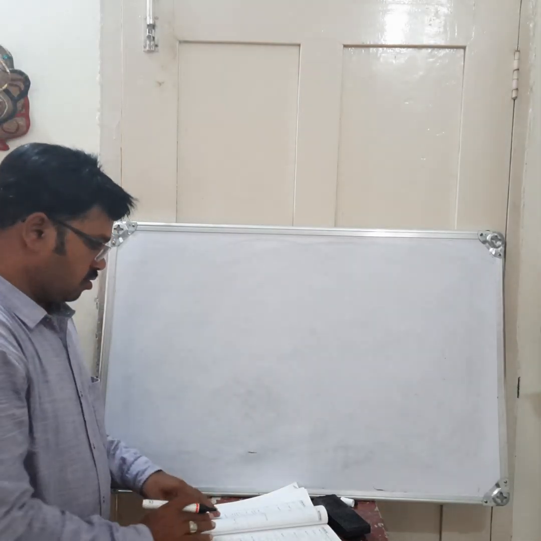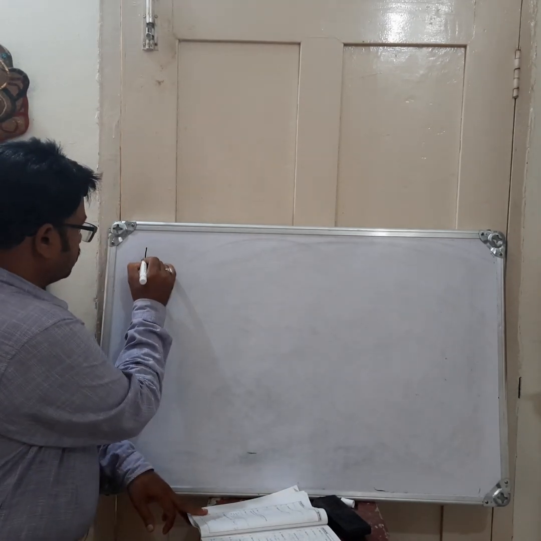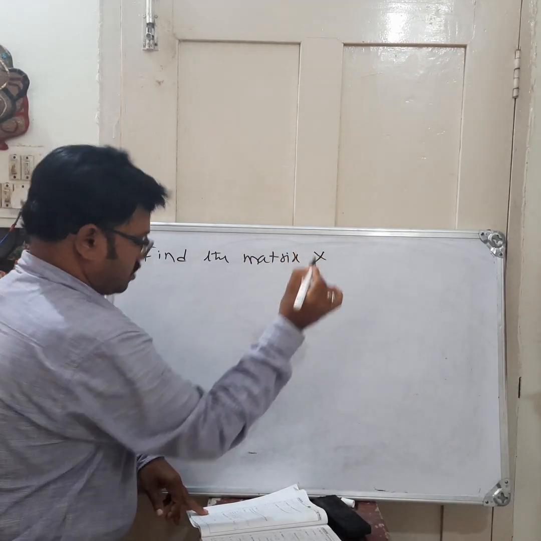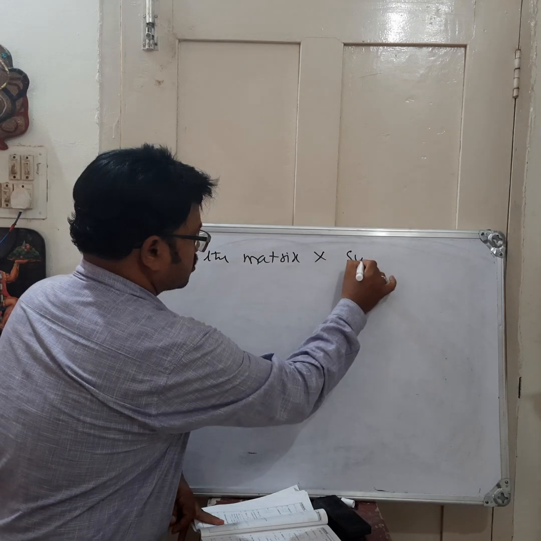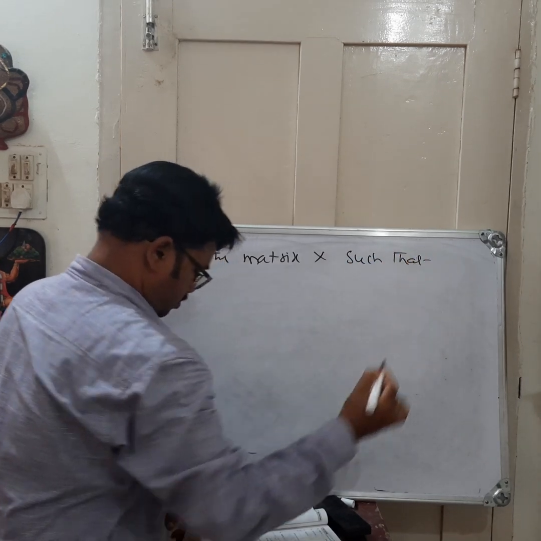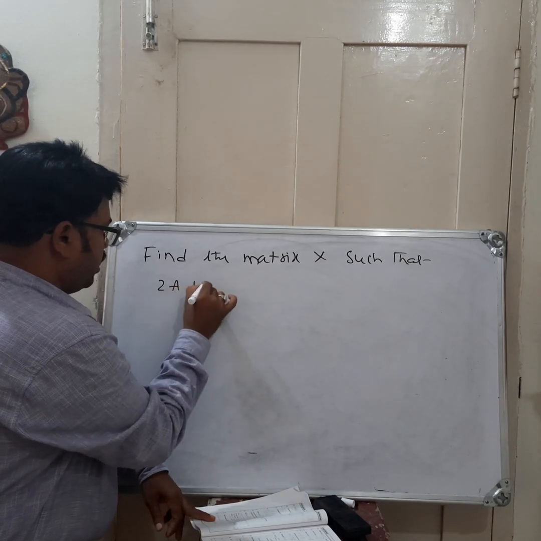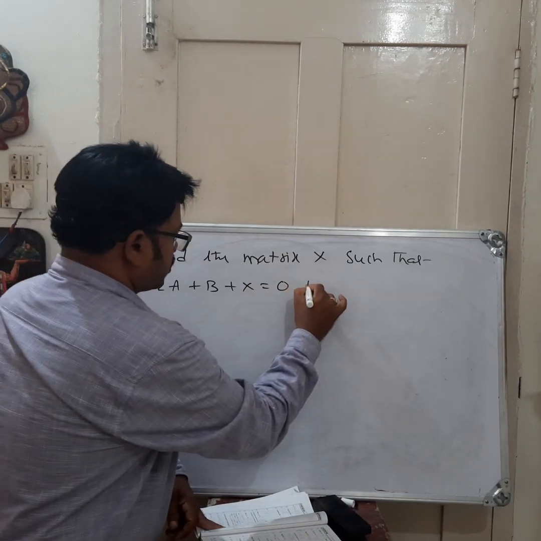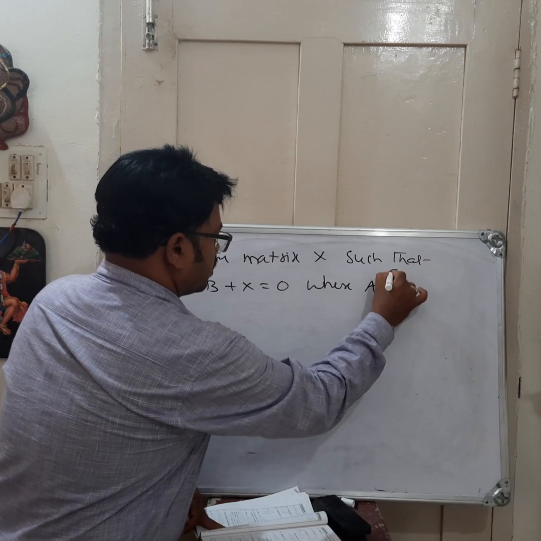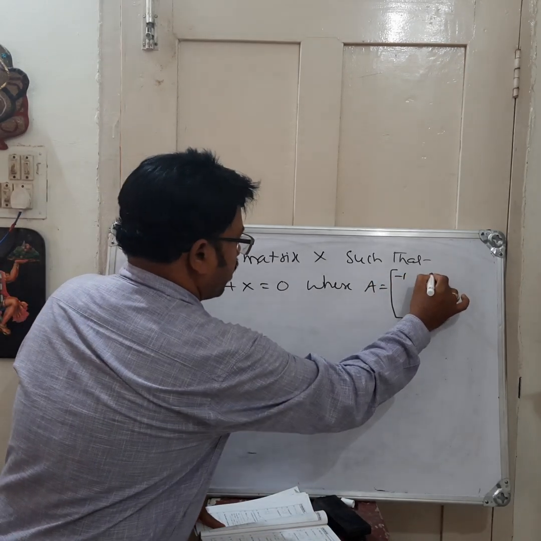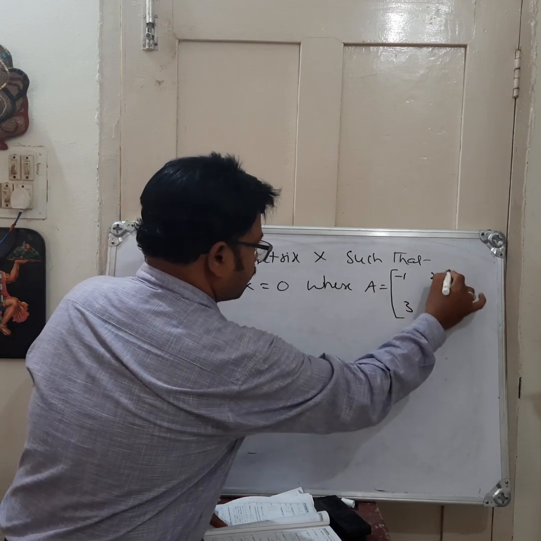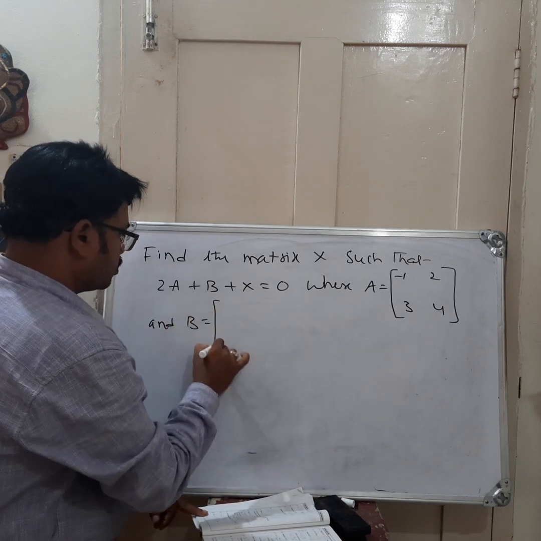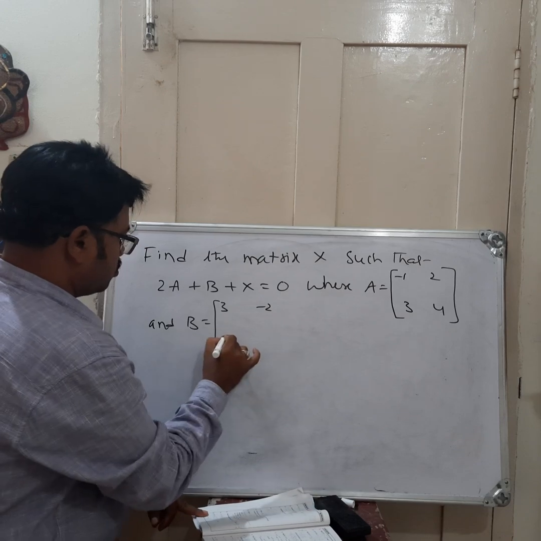See the next numerical, find the matrix X such that 2A plus B plus X equal to 0, where A equals minus 1, 2, 3, 4 and B equals 3, minus 2, 1, 5.